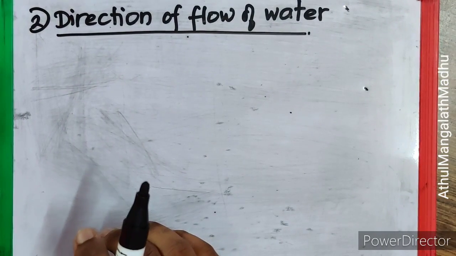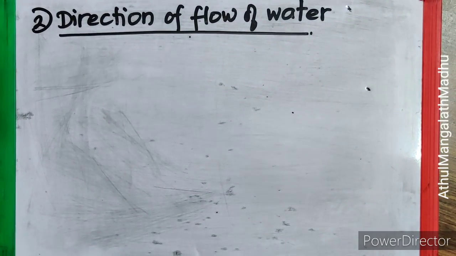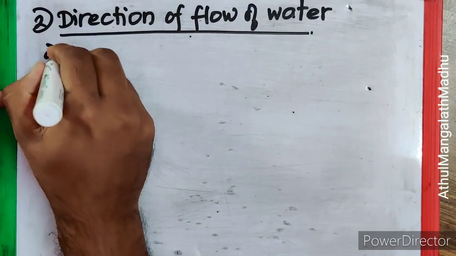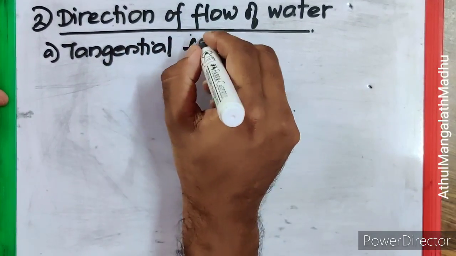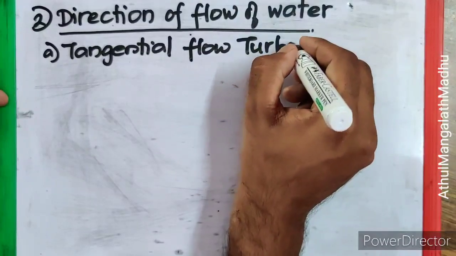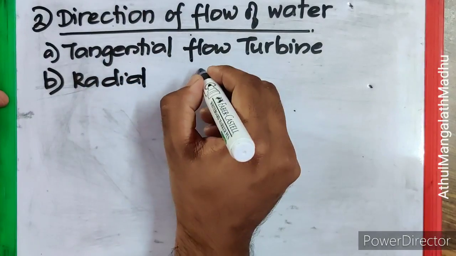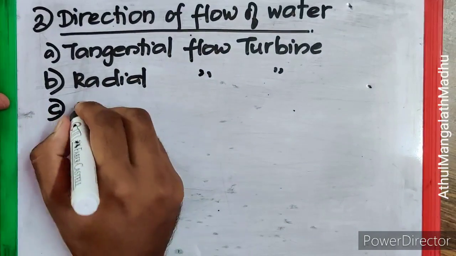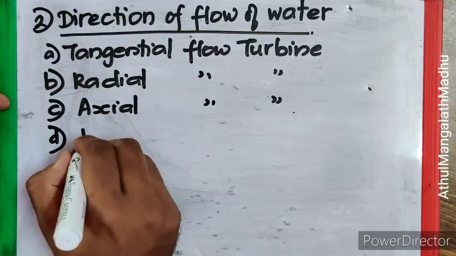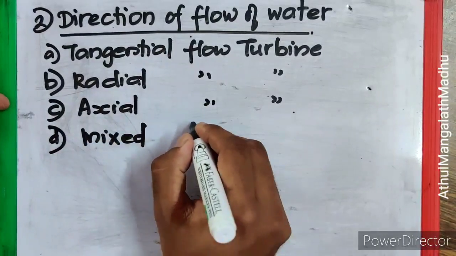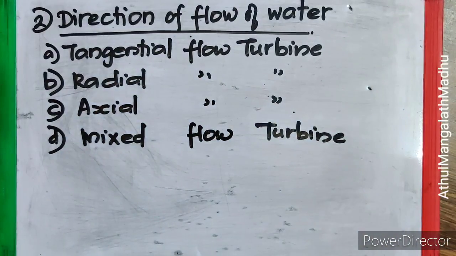The next type of classification of turbine is on the basis of direction of flow of water. So on the basis of direction of flow of water, the turbine can be again classified as tangential flow turbine, then radial flow turbine, then you have axial flow turbine, and last one, mixed flow turbine. So these are the 4 classifications of turbine on the basis of its direction of flow of water.